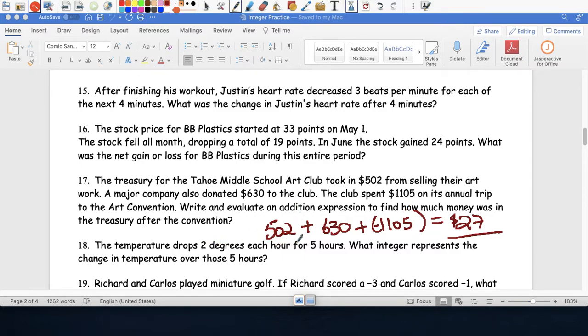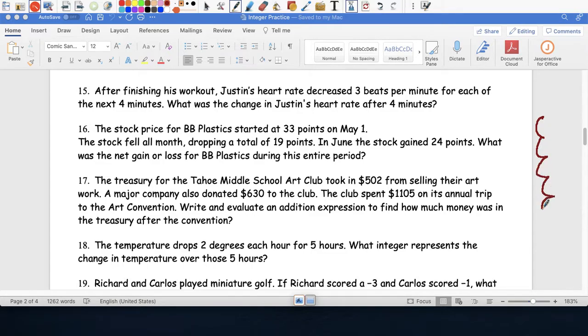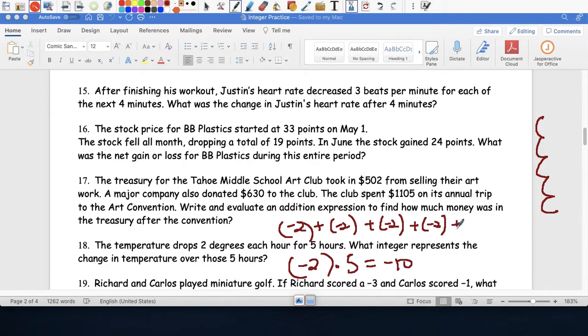The temperature drops 2 degrees each hour for 5 hours. Which integer represents the change in temperature over 5 hours? So the temperature is here. It drops 2, another 2, another 2, another 2, another 2. Well, if it keeps dropping 2 degrees for 5 hours, you can do it two ways. Drops 2 degrees, negative 2, that's the representation, times 5 hours, negative 10. Or you could have done negative 2, negative 2, negative 2, negative 2 plus negative 2, right? It keeps going further and further to the left on the number line, right? Colder and colder, or if you did a vertical number line, down and down, okay?